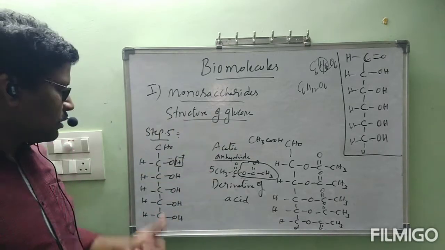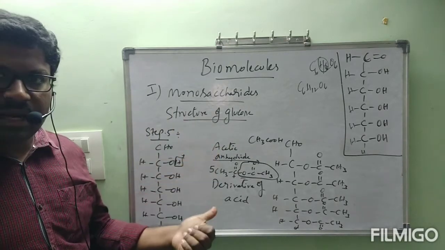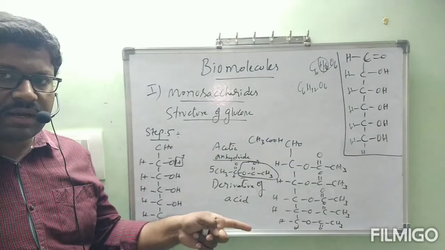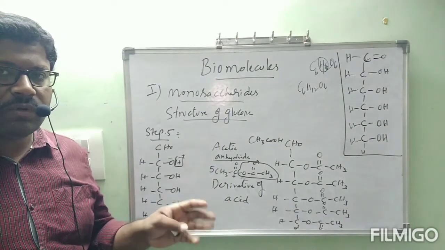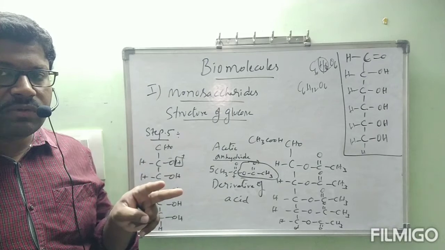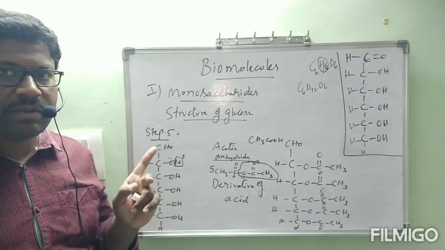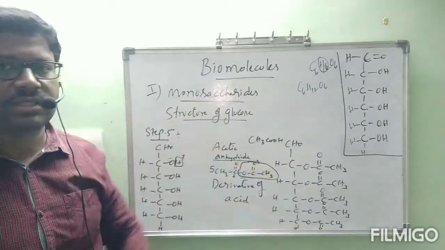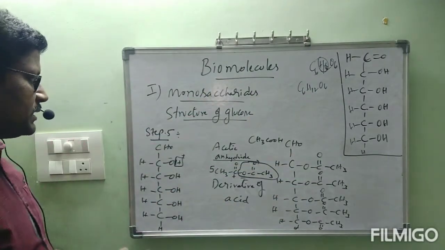What about step 5? Glucose reacts with acetic anhydride to get pentaacetate. By seeing that we have understood that glucose contains how many OH groups? 5 OH groups, and we concluded that no two OH groups must be present on the same carbon atom. Then different carbons must contain different OH groups. Then we got the structure. Now step 6.